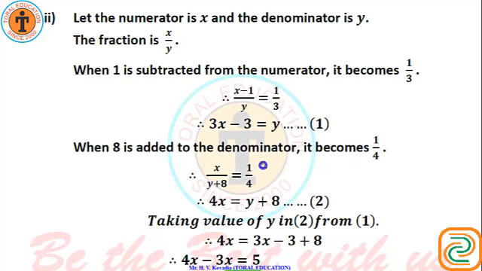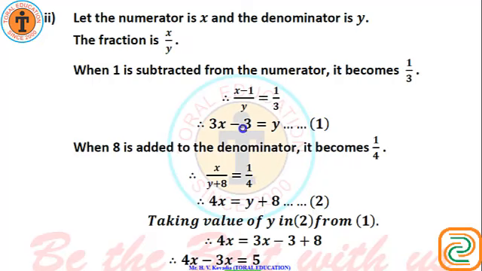When 8 is added to the denominator, that is y, it becomes 1 upon 4. x remains the same, so x upon y plus 8 equals 1 upon 4. y plus 8 goes there and 4 goes there, that is 4x equals y plus 8 into 1, that is y plus 8. This is equation number 2.